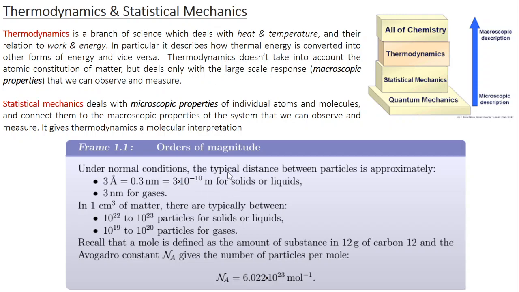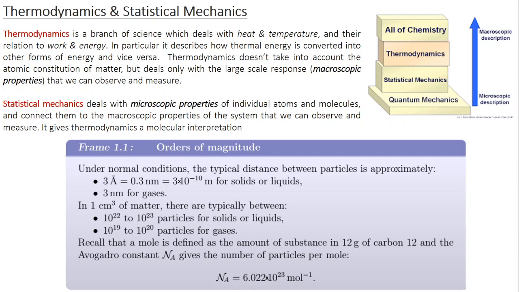It's important that we have a rough idea about the order of magnitudes involved here. Under normal conditions, the typical distance between particles in solids or liquids is around 3 angstrom, which is 3 into 10 to the power minus 10 meter. So if you take 1 centimeter cube of solid or liquid, it typically contains 10 to the power 22 to 10 to the power 23 particles.